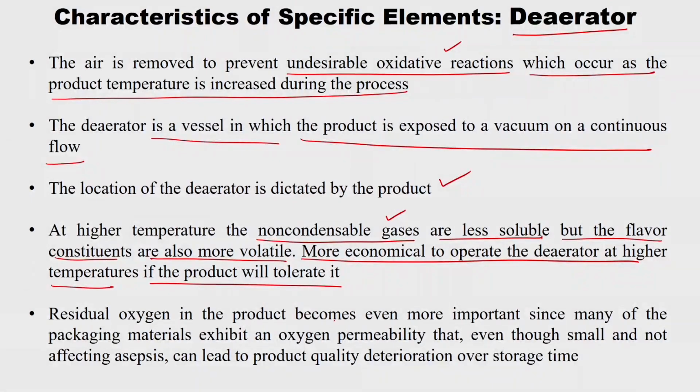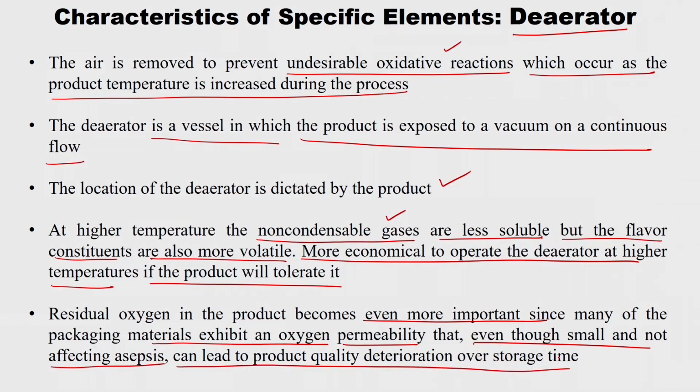The residual oxygen in the product becomes even more important, since many of the packaging materials exhibit oxygen permeability, which, even though small and not affecting asepsis, can lead to product quality deterioration over the storage time. So, one argument would be: I am also packing it in oxygen permeable packaging only, so anyway that allows the oxygen. So, what is the big deal in doing it in the aseptic processing line itself, right? However small the oxygen we could reduce, that will greatly improve my product quality. So, that is the reason the deaerator is kept in the aseptic process line.